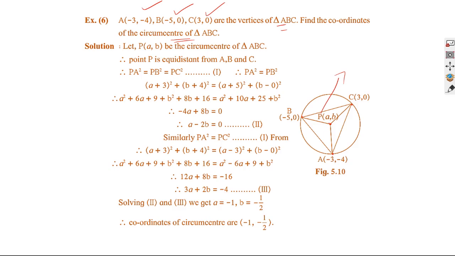Again we will find the distances PA, PB, PC, but P is not given, and we cannot tell either the x-axis or y-axis. We have to apply another common sense. We know that P is equidistant from A, B and C. Correct? That means PA square, PB square, PC square, all must be equal. If PA square is equal to PB square, and the coordinates are named as A, B, we will apply the formula.